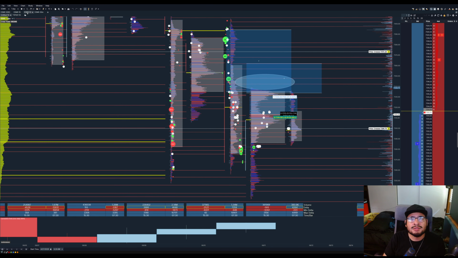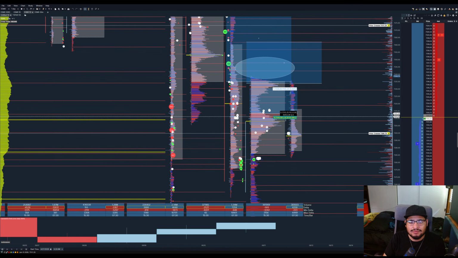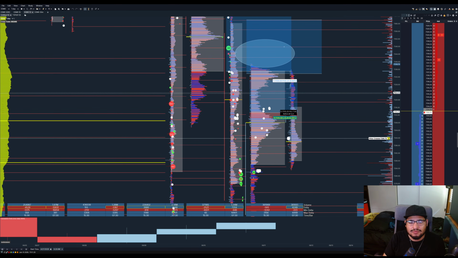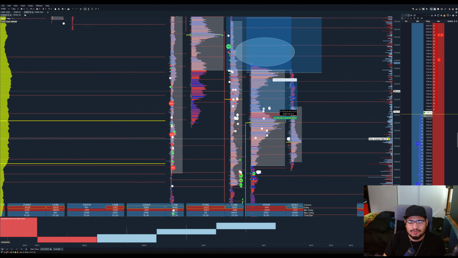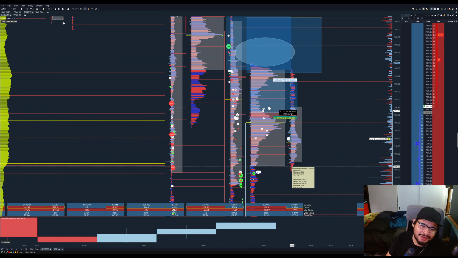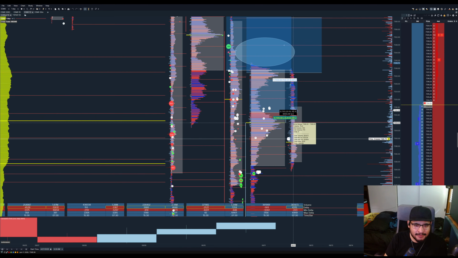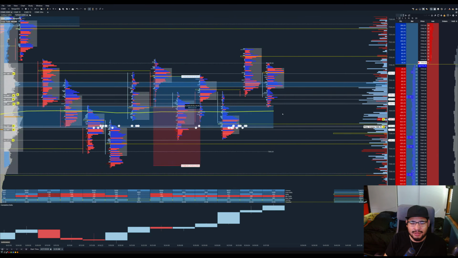How does the daily chart look? We tapped the overnight high, overnight value area high, and overnight value area low. And right now we're above the overnight POC, which is at 73.08.